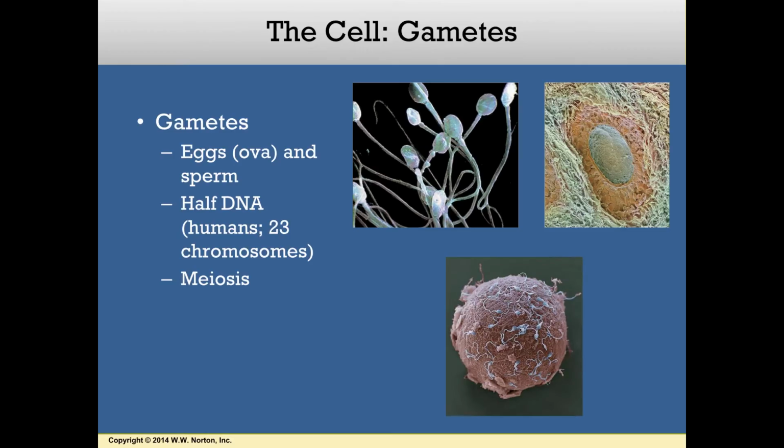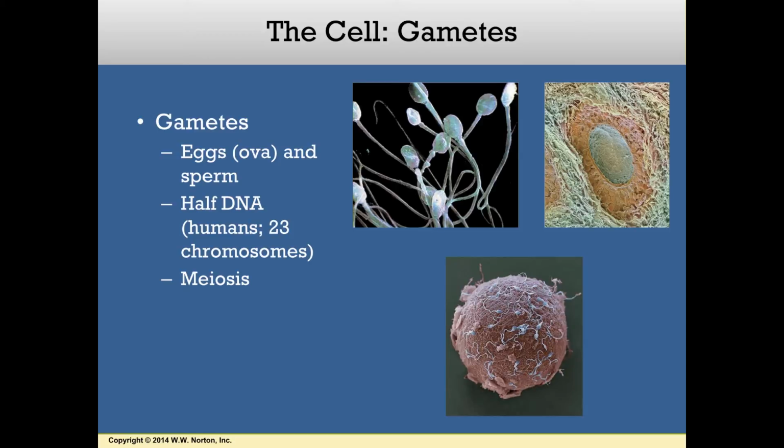The other kind of cell in the body is a gamete. Gametes are the sex cells. At the right are gametes, sperm cells and egg cells. The large round cell at the bottom right is an egg, or ovum, and the plural of these are ova. The small wiggly structures surrounding the egg are sperm.